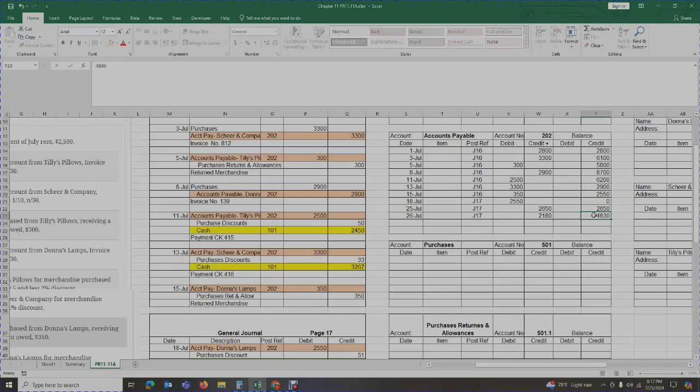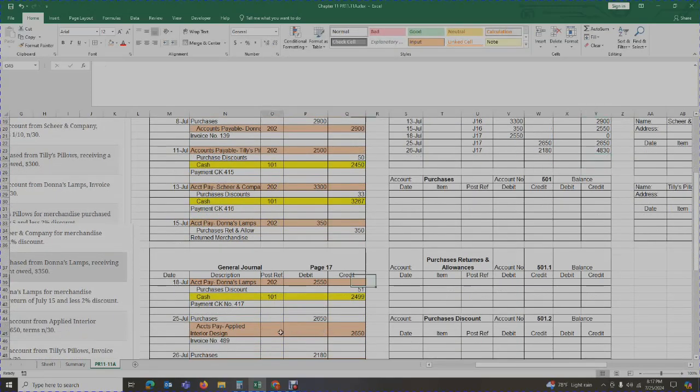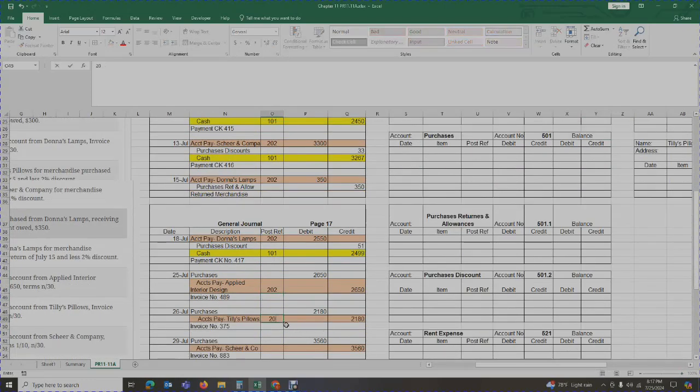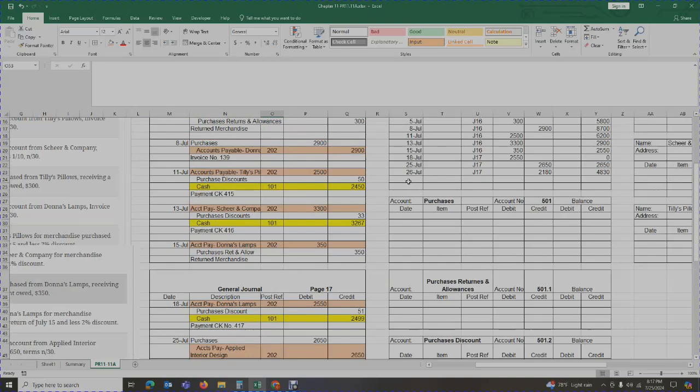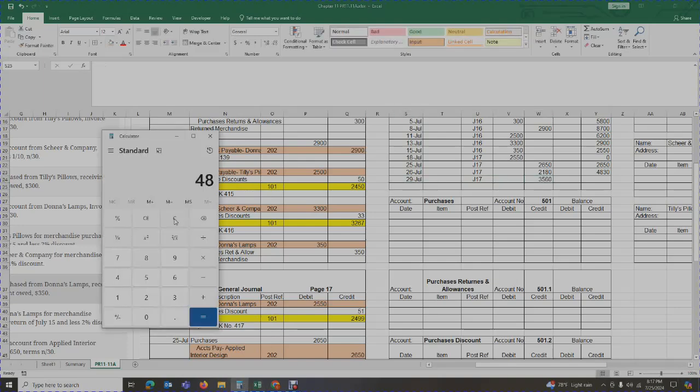Credit. Okay, we're going to put the 202 over here. That happened on the 25th. That happened on the 26th. Now we have one last transaction, which happened on the 29th. We have a credit of $35.60. Okay, so that happened on July the 29th. This is Journal 17. And we have a credit of $35.60.